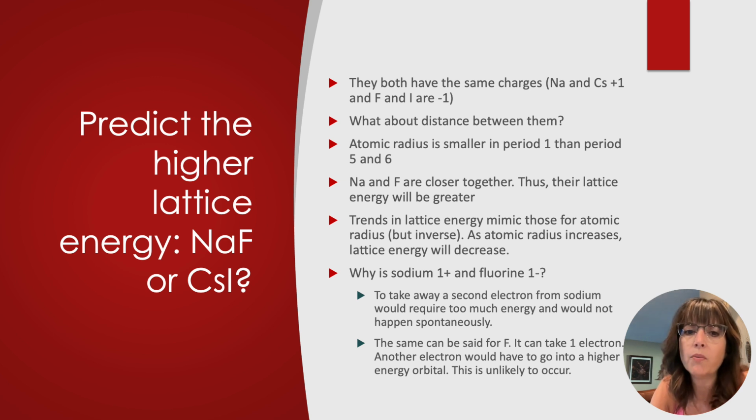Well, we know, based on what we learned in the last unit, that the atomic radius is much, much smaller in periods 1 and 2 than down in 5 and 6. Sodium and fluorine are much closer together. So their lattice energy is going to be great. Those are like those two little skinny models clinging to each other. Cesium and iodine would be like the sumo wrestlers. Remember, the trends in lattice energy mimic those for atomic radius, but inverse. As you get bigger radius, the lattice energy is going to go down. It's going to be easier to pull them apart.